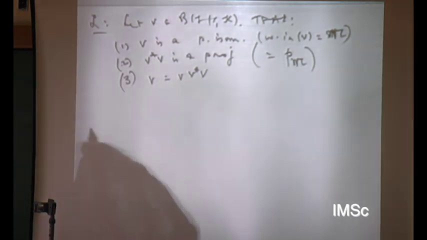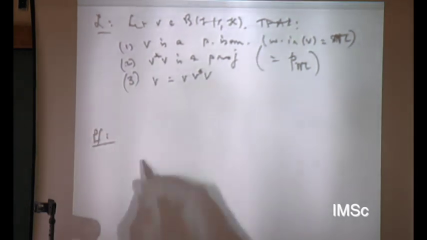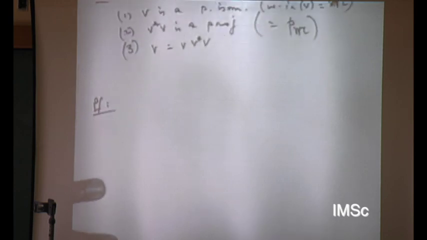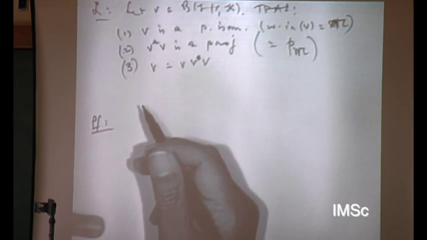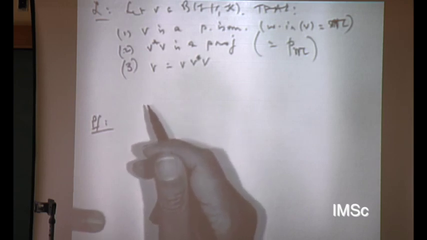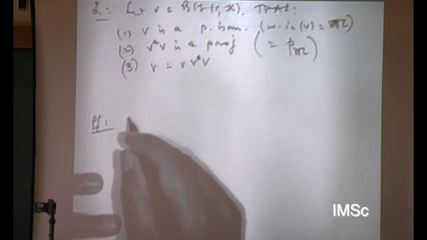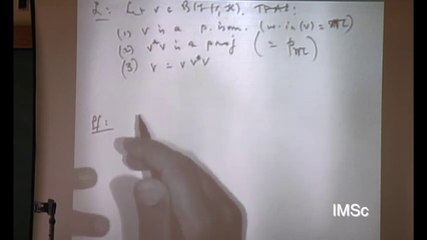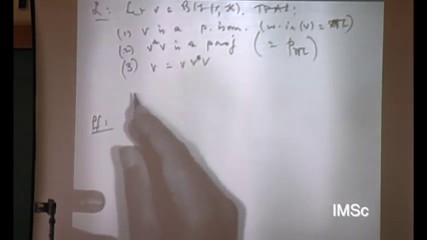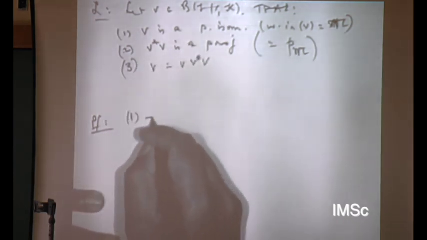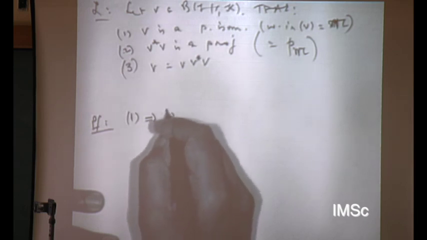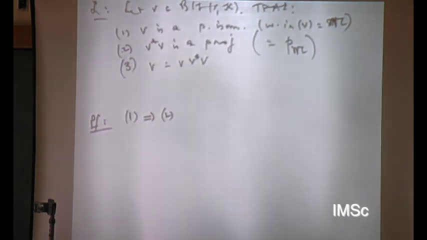So I leave some space here and then head on the proof because there will be some more that I will add to that list. Okay, so I need to show, so let's prove 1 implies 2. I want to show V star V is a projection, in fact projection onto M.